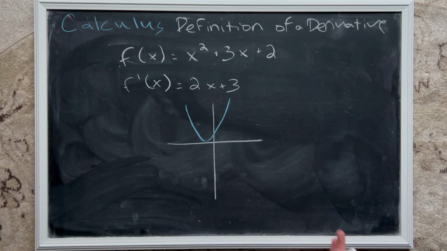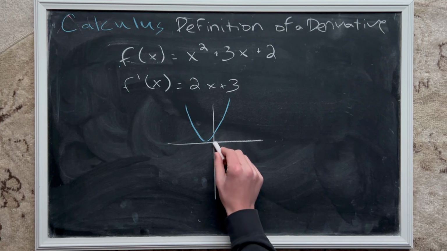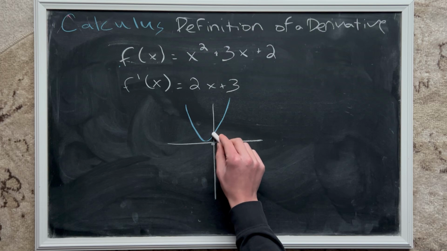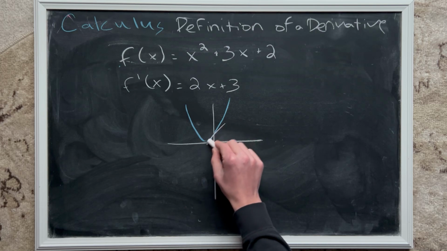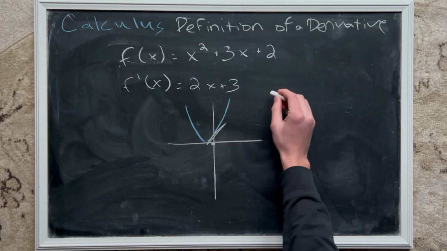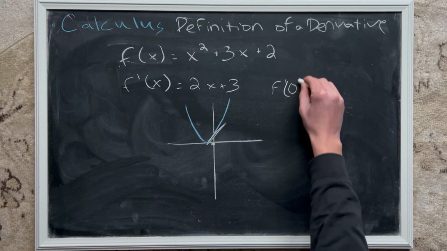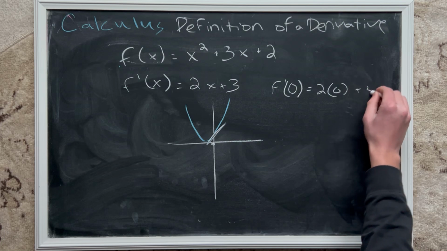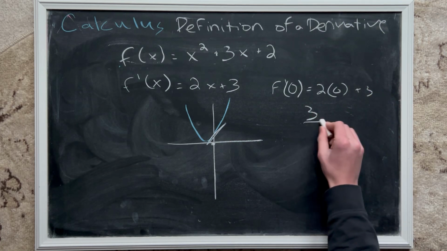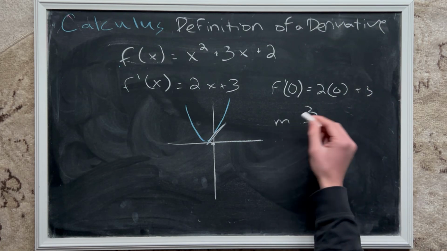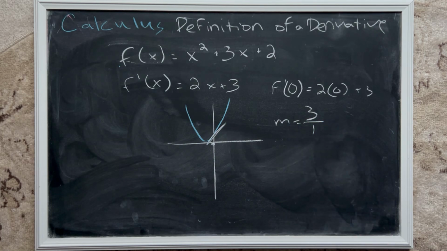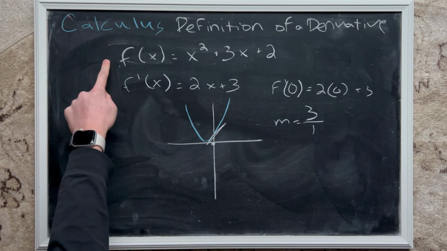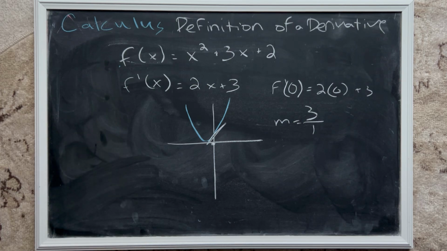No matter, depending on where the point we put it, let's say we put it at x equals 0. The velocity here, the rate of change, is going to be f prime of 0, or 2 times 0 plus 3, or just 3. 3 over 1 is the slope, or the m, or the velocity. If you've ever taken physics, this would be the velocity graph, and this would be the position and velocity graph.